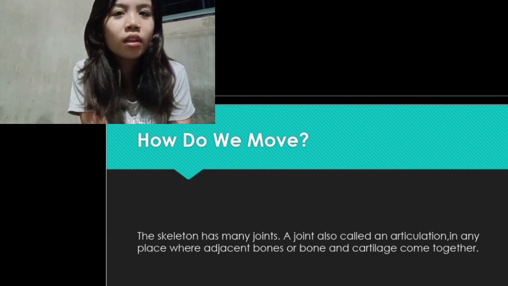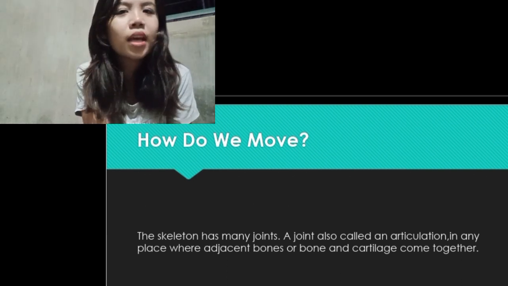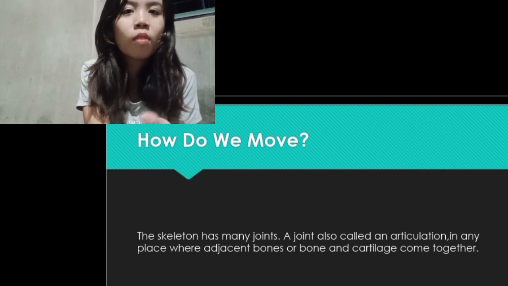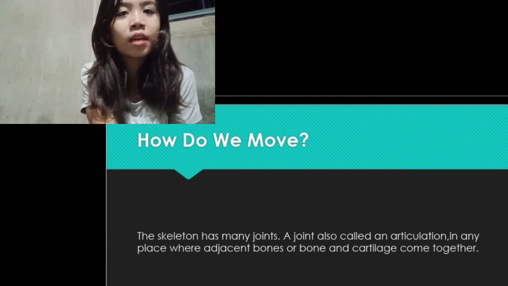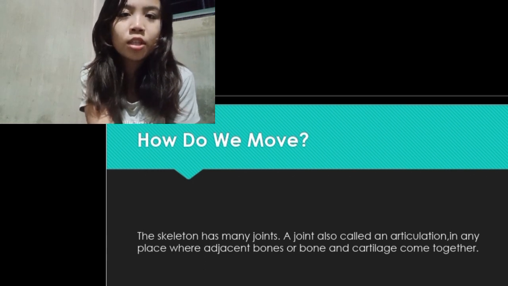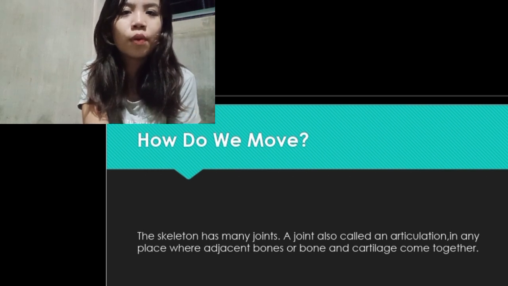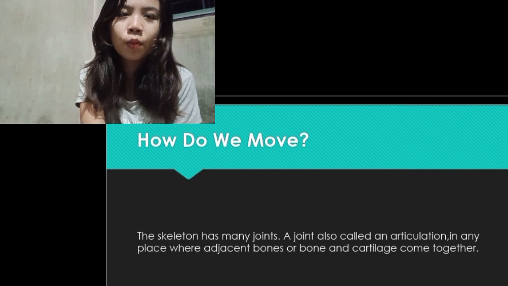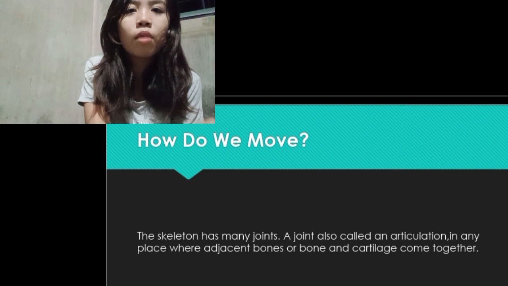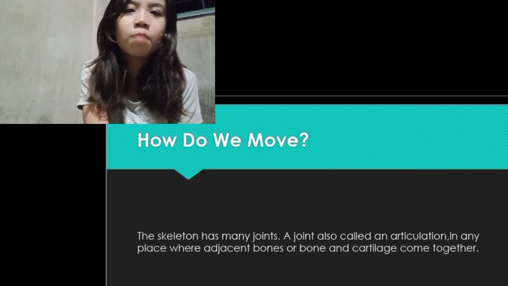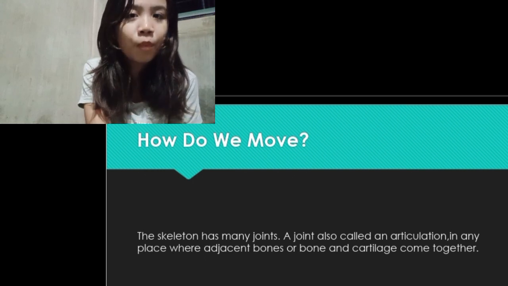How do we move? The skeleton has many joints. A joint, also called an articulation, is any place where adjacent bones or bone and cartilage come together. The human body is a fascinating piece of biological machinery, and the skeletal system plays a crucial role in it. Joints, or articulations, are the points where two or more bones meet. They are responsible for our movement and provide mechanical support.